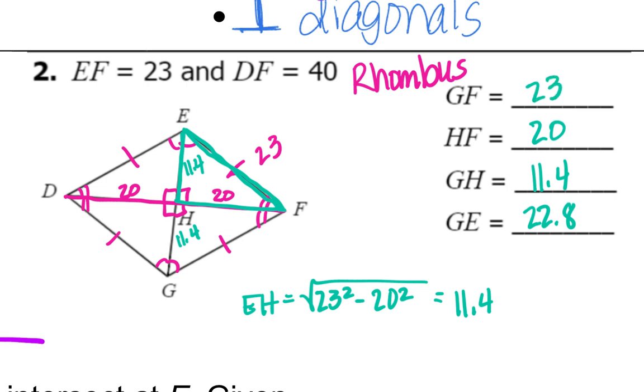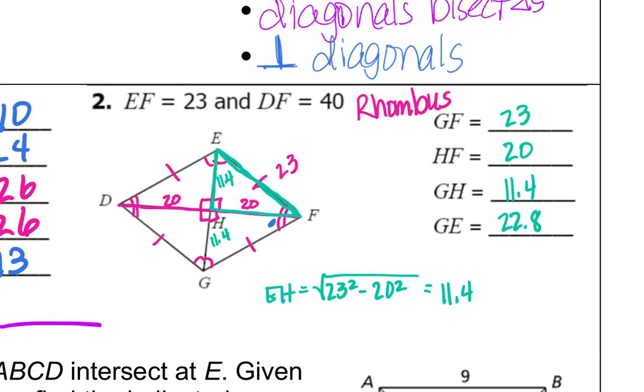So GH is 11.4, HF is 20, and GF is 23. And again, if I wanted, I could do trig and find the measure of any angle if that's what they were asking. Okay, so do not forget about your sine, cosine, and tangent.